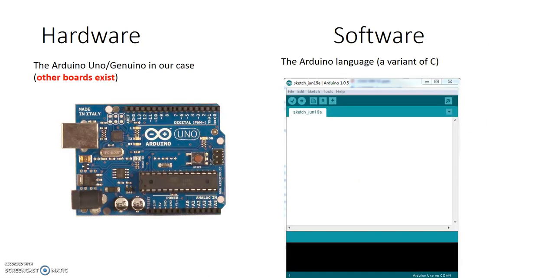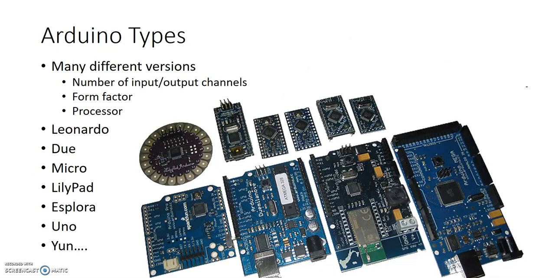So basically, it is a combination of a board, a hardware, with a computing system right here, and a variation of a C programming language called the Arduino language. We'll use both the hardware as well as software to write code. Arduino does come in different varieties. We'll be using the Arduino Uno for some of these demos, but there's the Arduino Leonardo, Duo, Micro, Mini, Lilypad, Uno, the Yun, and so forth.